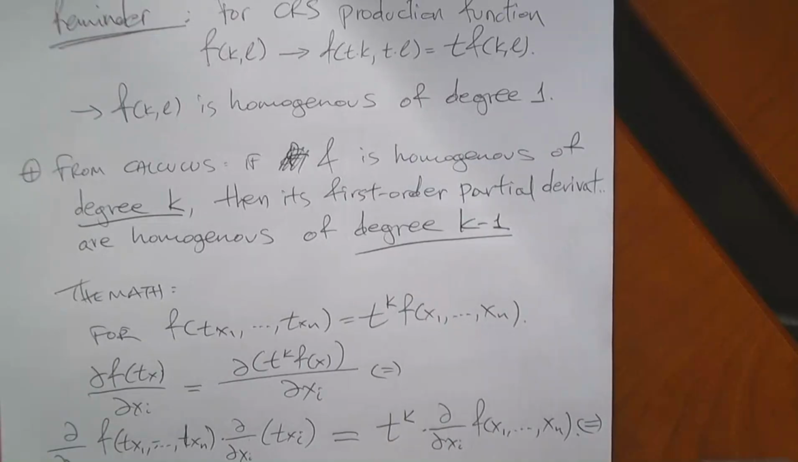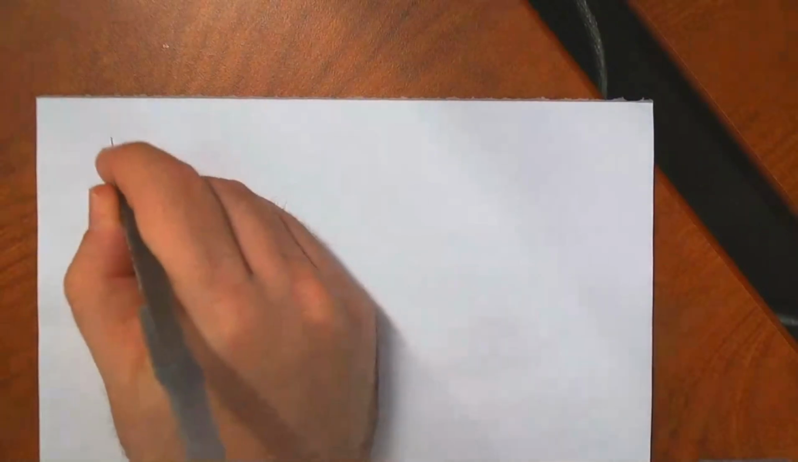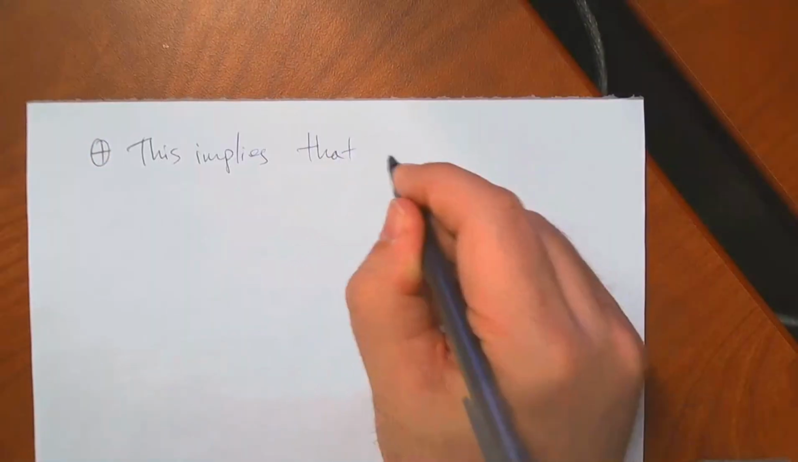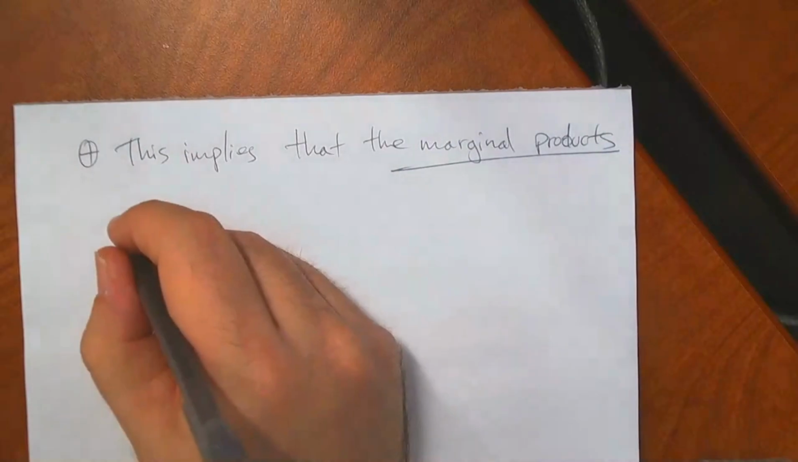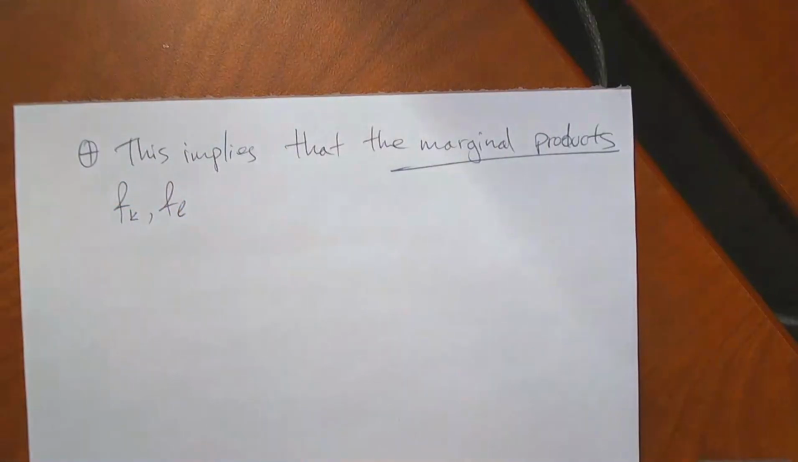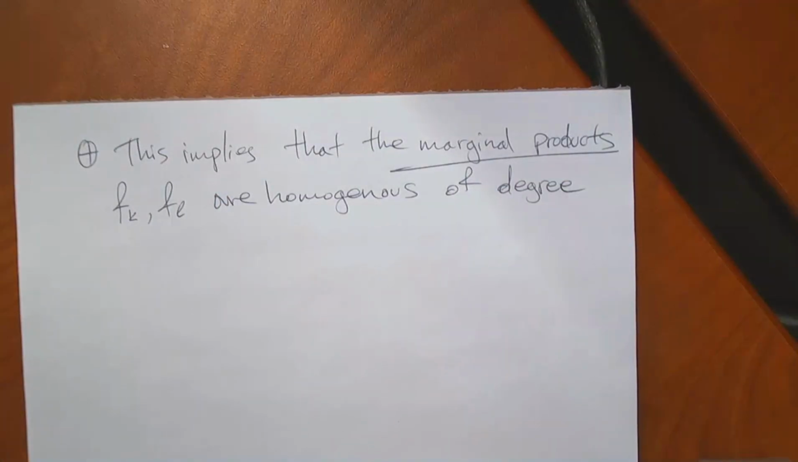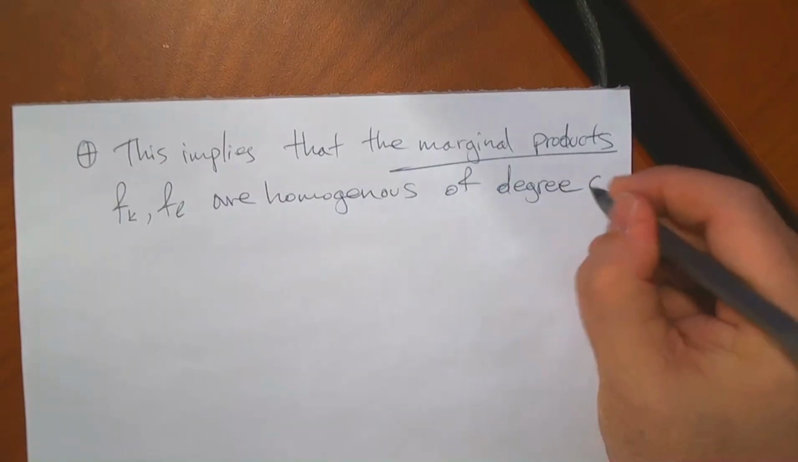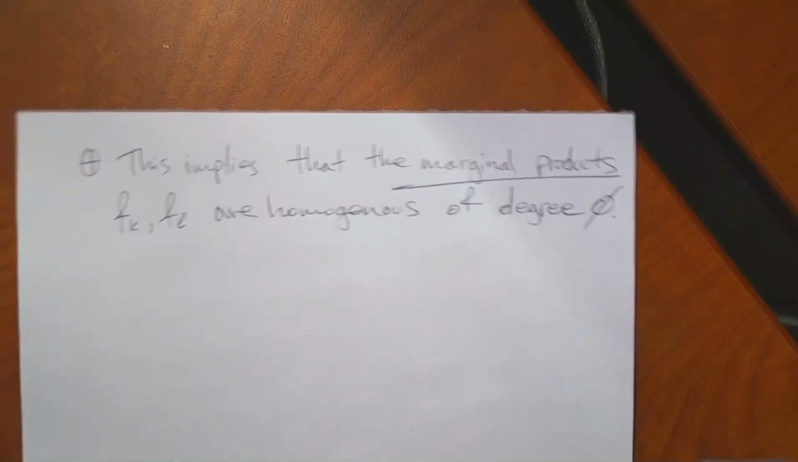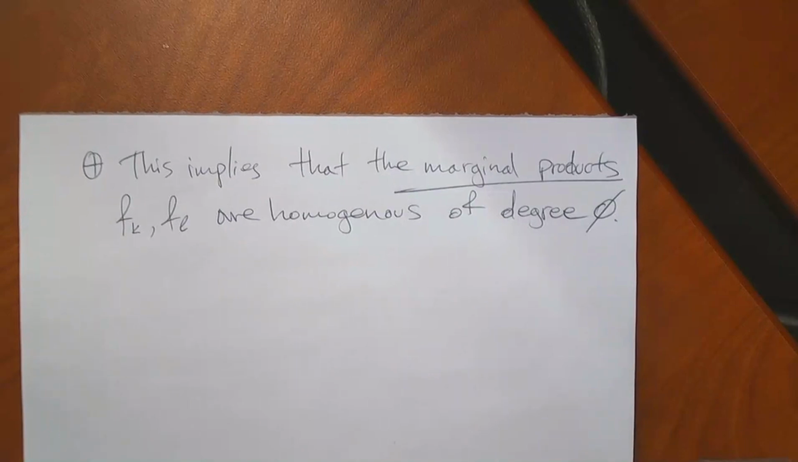Let's put this into something that is going to make more sense so that you can see what the application is here. I'm going to say that this implies that the marginal products, how do we symbolize the marginal products? F subscript L. We're comfortable with that notation. Are homogeneous of degree what? If the original production function is homogeneous of degree 1, what are the marginal products going to be homogeneous of? Degree k minus 1, so degree 0. Why is this important? Why am I bothering you with all of this today?